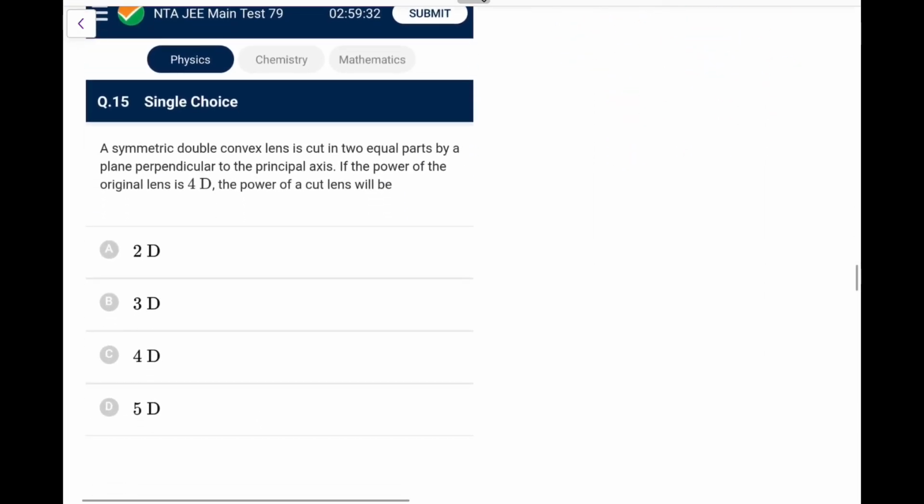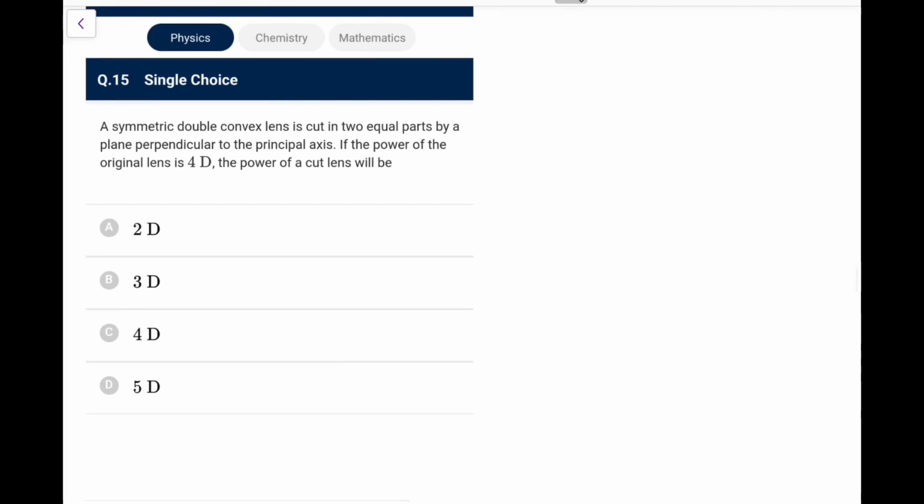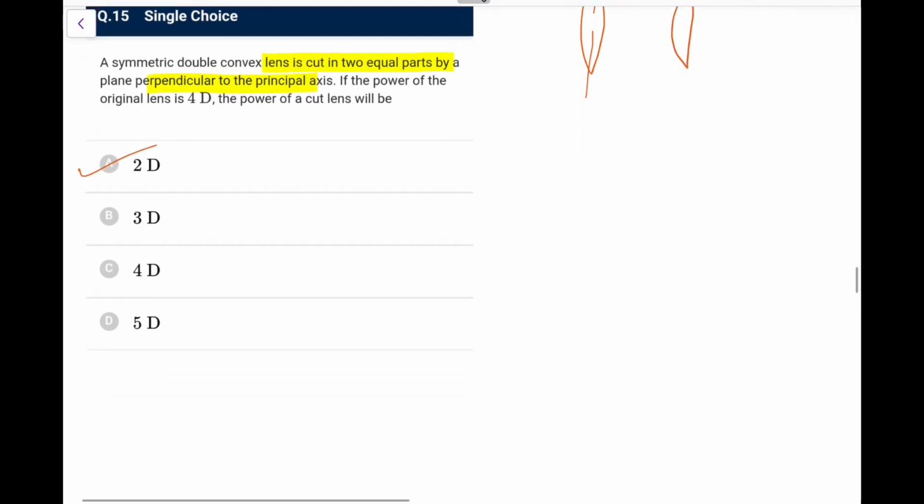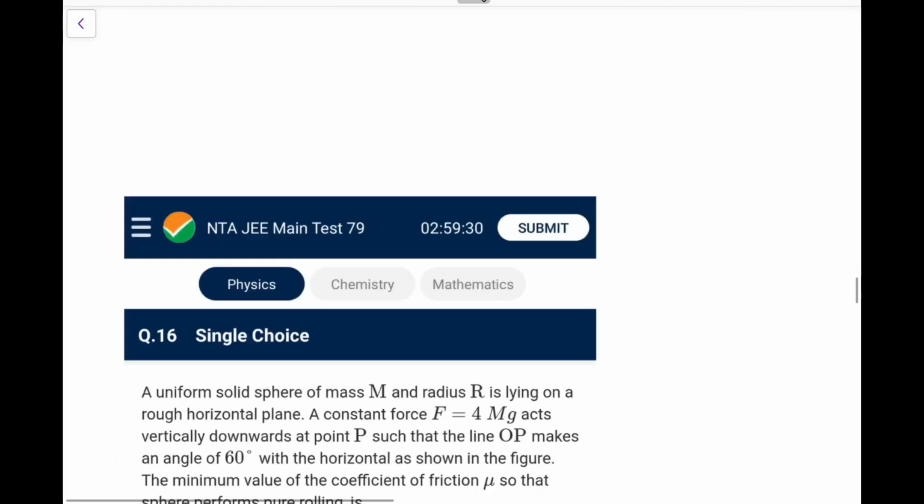Next, a symmetric double convex lens is cut into equal parts by a plane perpendicular to the principal axis. Okay, so that will become 2f. If the power of the original is 4D, the power of the cut lens, because focal length has doubled, power will be half, that is 2D. You remember this. Whenever you cut the lens like this, if the original has focal length f, this has a focal length 2f. That is the standard result. So it's an easy one if you remember those things.